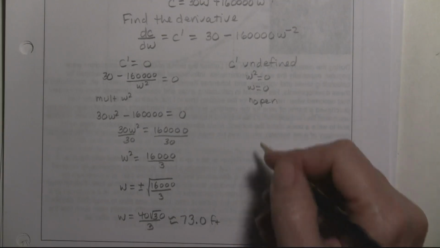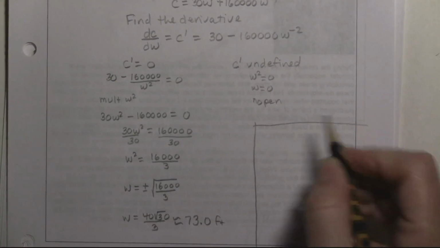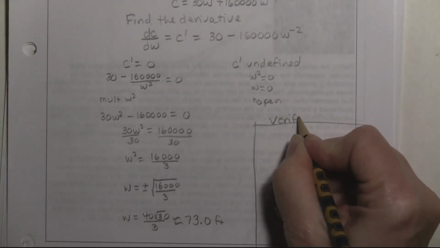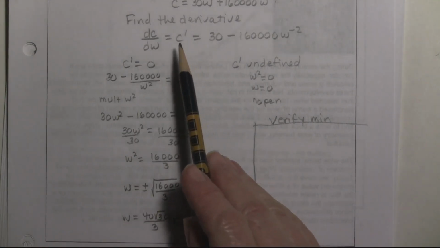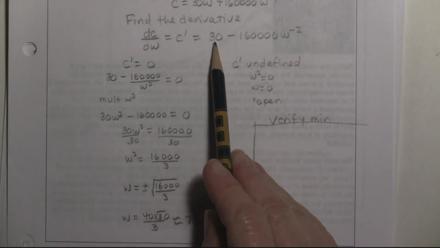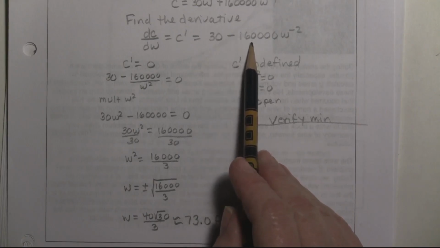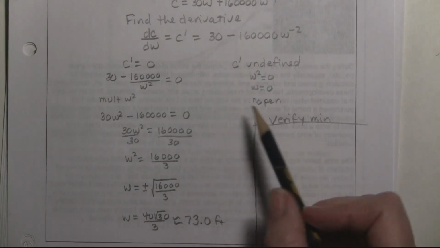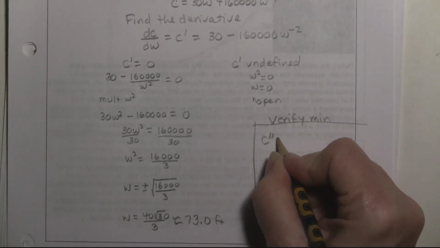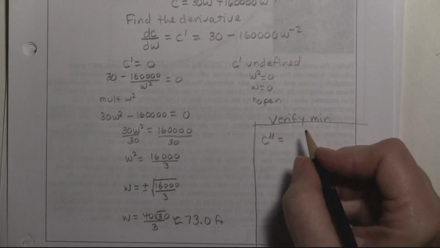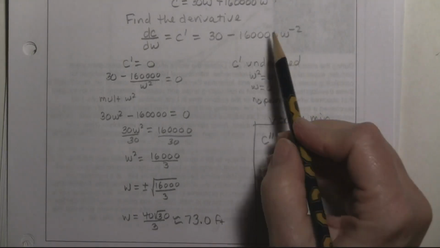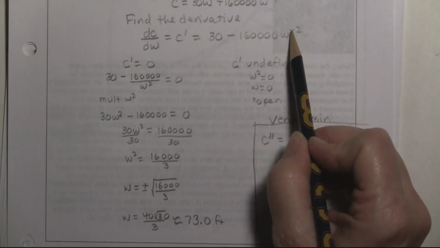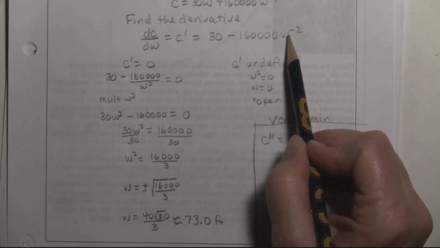And so I want to verify, we'll call it, that this is a minimum. And I like to use the second derivative test for this. It works out kind of cutely. So here was the first derivative. If I take the second derivative, the derivative of this is 0. And then the derivative of this is going to be a negative times a negative, which is a positive. So this is C double prime equals 2 times 16, which will be 32 with 4 zeros, W to the negative 3.